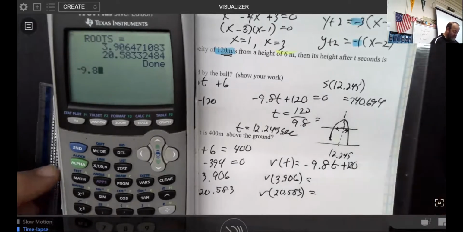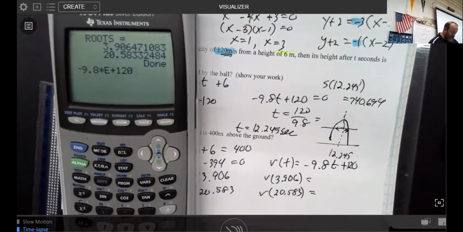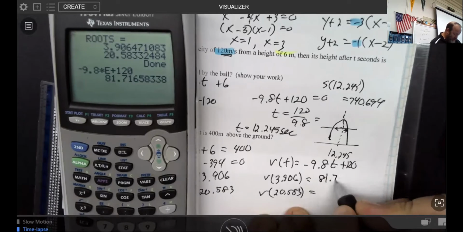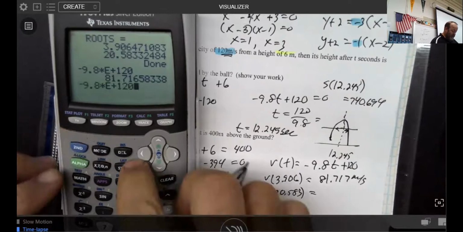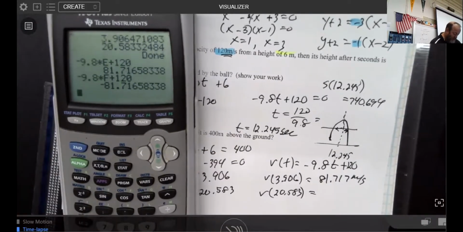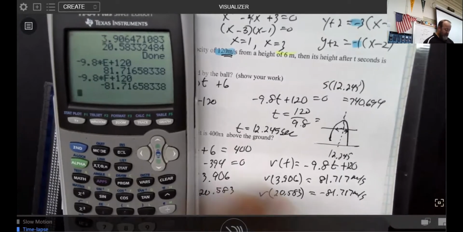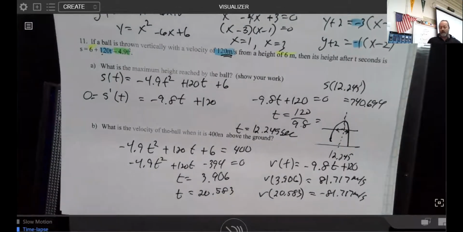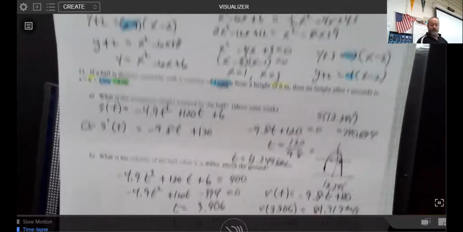So I'm going to multiply this by alpha E plus 120. On the way up, it had a velocity of 81.717 meters per second. Then on the way down, if I change this to letter F, because that's how that program stores it, I got negative 81.717 meters per second, because they have the same speed, but velocity has a sign attached to it, implying that it was going up, and then coming right back down.